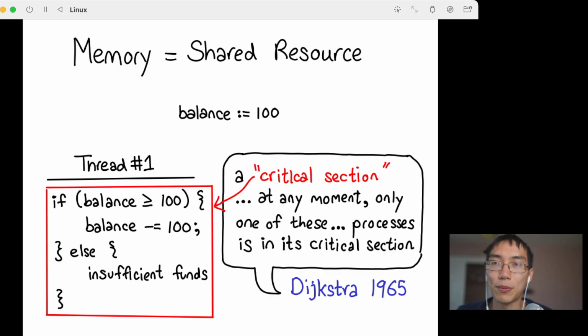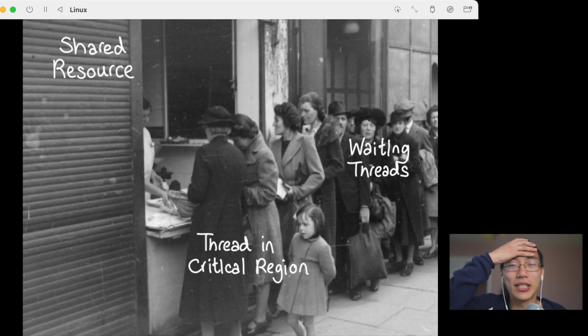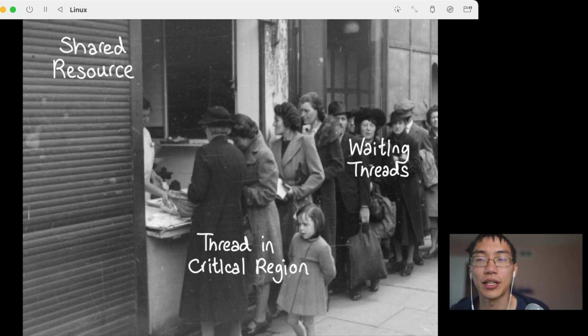And so, people have known this was a problem for a long time. Dijkstra in 1965 was like, yeah, this is a problem. And the way we should deal with this is let's define a critical region where at any moment only one of the processes is in its critical section. This concept of critical region exists even today. So really this stuff hasn't changed since then. So instead of having everyone trying to get at the shared resource all at the same time, we only let one thread in. That thread during the critical region gets to interact with the resource, and then we have a bunch of threads waiting for us.